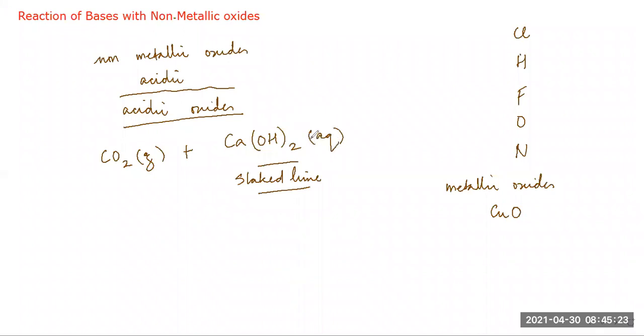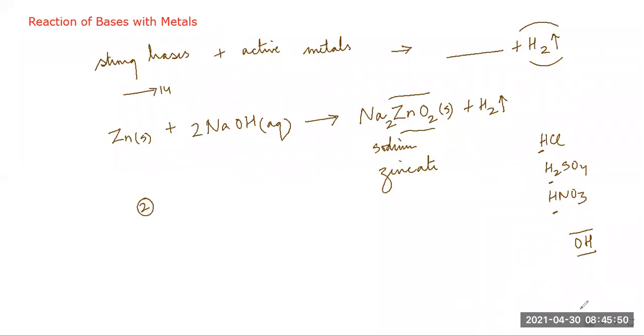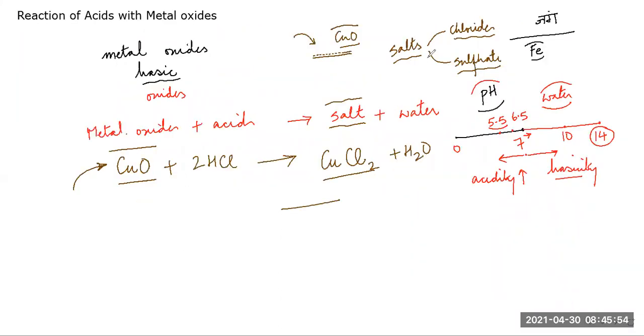CO2 with slaked lime will give us salt, CaCO3, and water, H2O. So students, we also come to know that even carbonates are salts. I told you, salts are chlorides, sulfates, and even carbonates are also salts. Sodium carbonate, potassium carbonate, calcium carbonate are all salts, and sulfates like sodium sulfate, calcium sulfate, potassium sulfate, and sodium chloride. So all are salts.